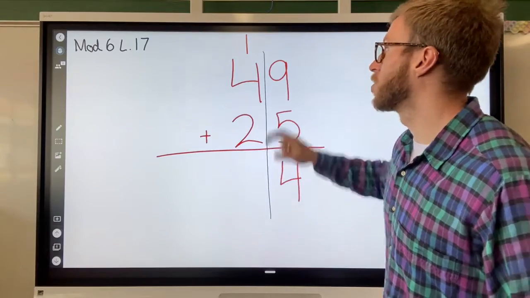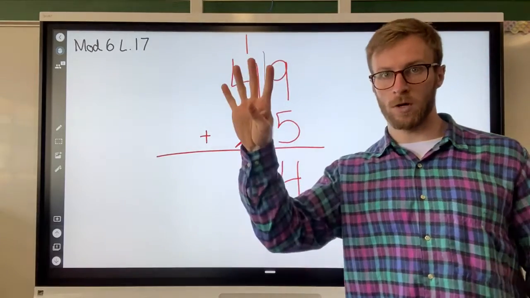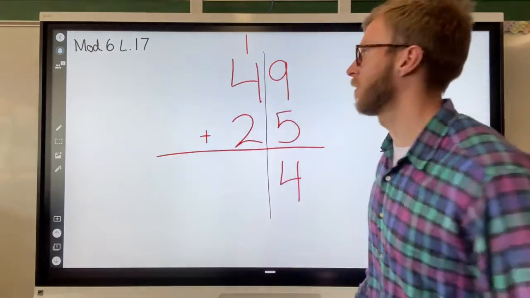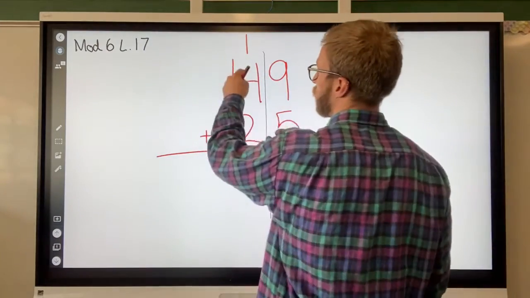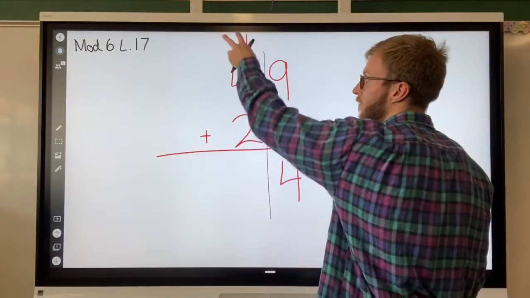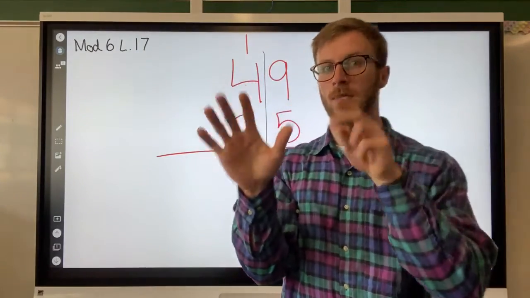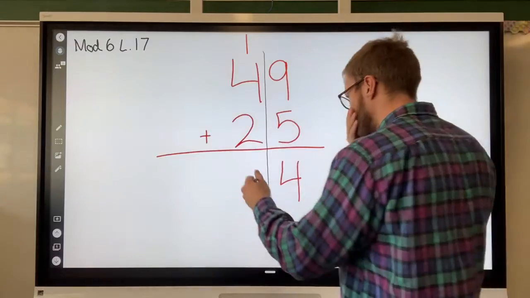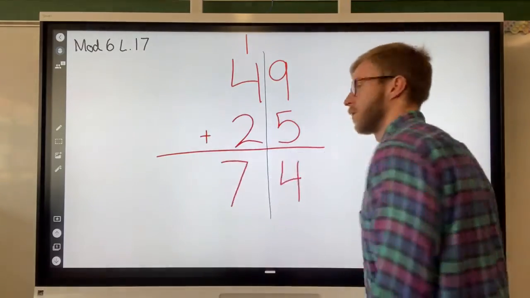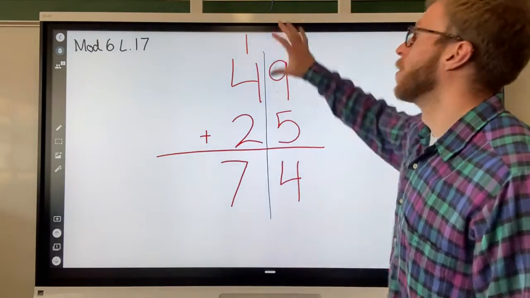All right, so 4 plus 1. 4 and 1 more is 5. So 4 plus 1 is 5, and then we have 5 plus 2. 5 plus 2 equals 7.